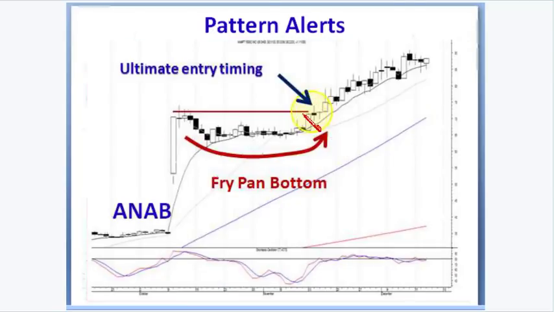So ANAV, we put this in our portfolio a while back because we can identify the fry pan bottom. And where is the fry pan bottom going to give you good results? Once we've identified it, we know if it came up through the beginning of that fry pan bottom, what do we do from that point? All we have to do is stay long as long as it stays above the T-line. So fry pan bottoms have expected results.